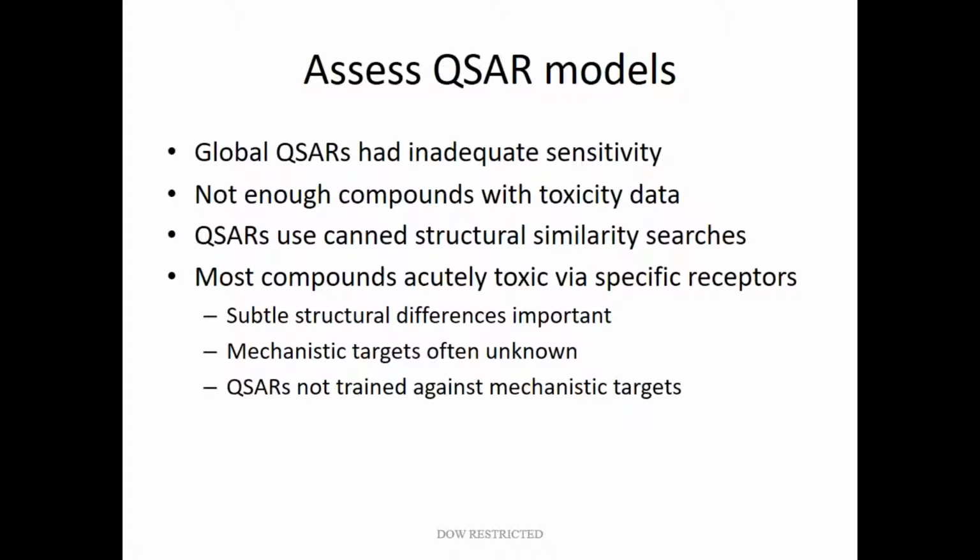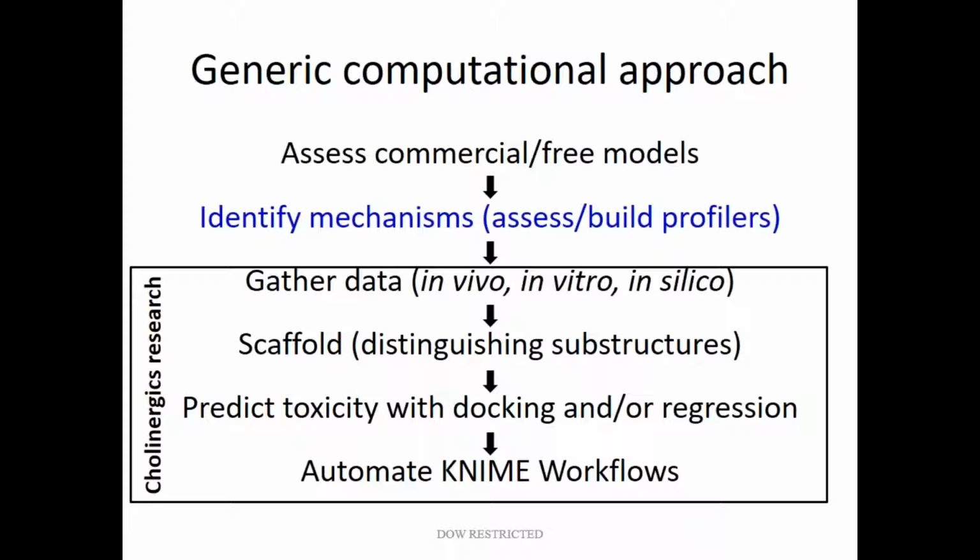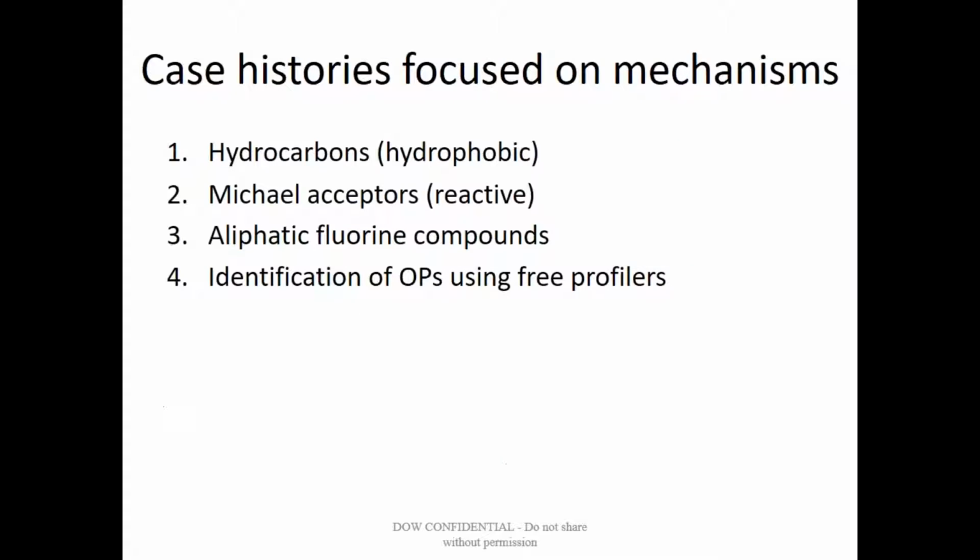But what we found is that most compounds are acutely toxic via interaction with specific receptors, and that subtle structural differences are important. The mechanistic targets are often unknown, and these QSARs weren't really trained against those mechanistic targets. So we started focusing on what those mechanisms were, and I'll talk a little bit about that.